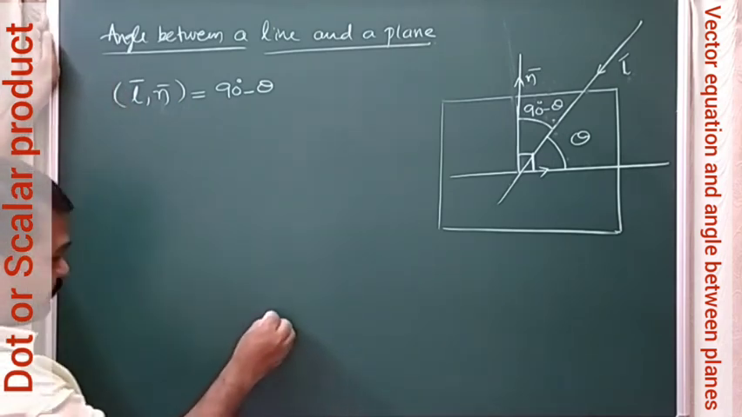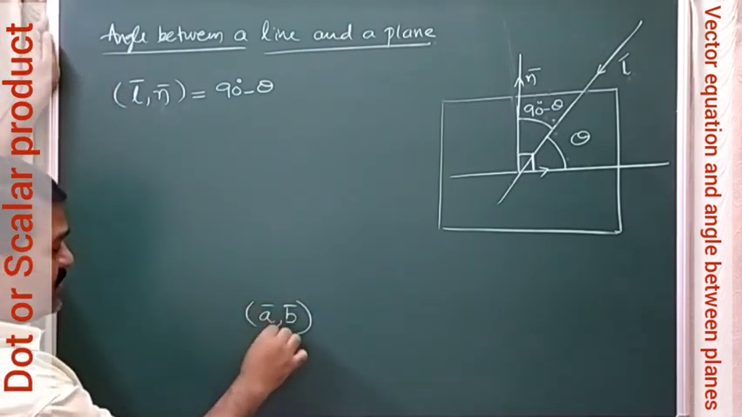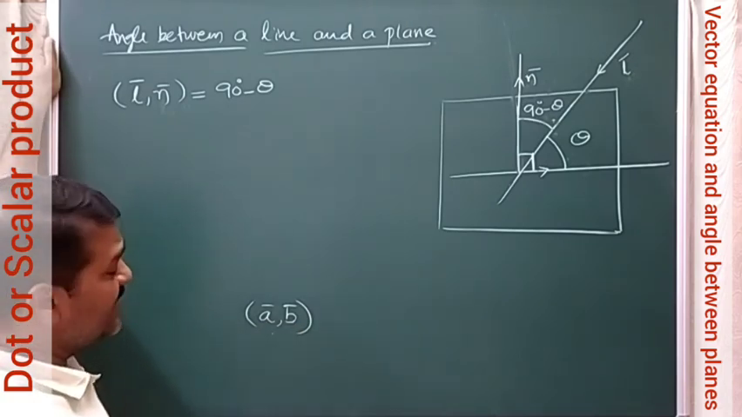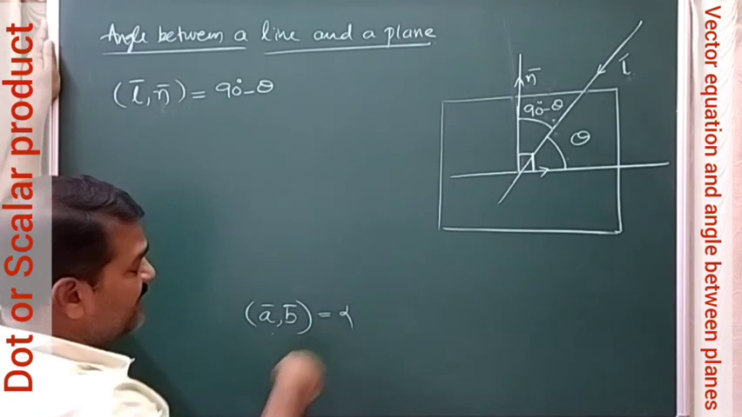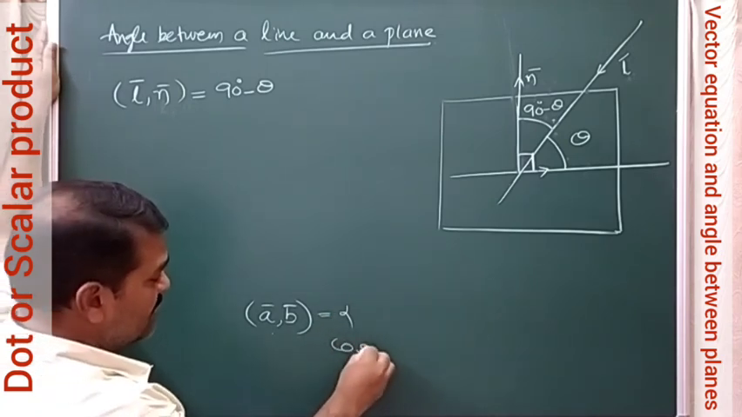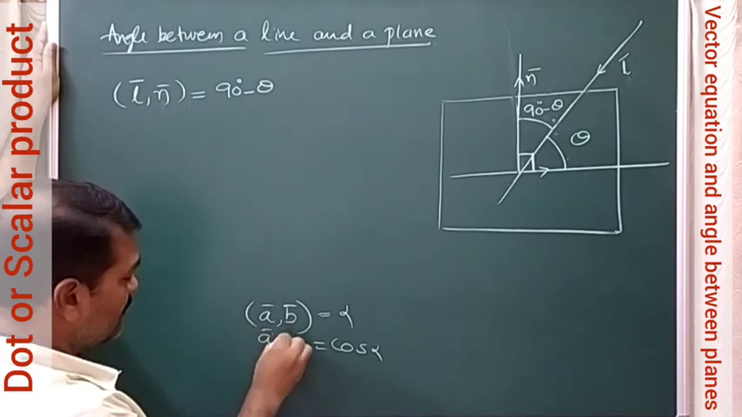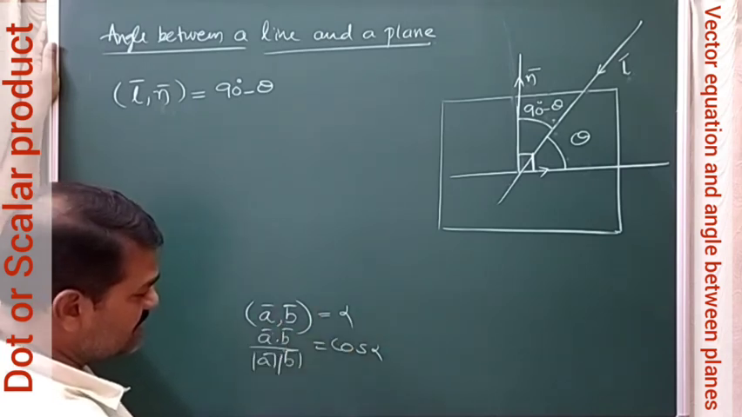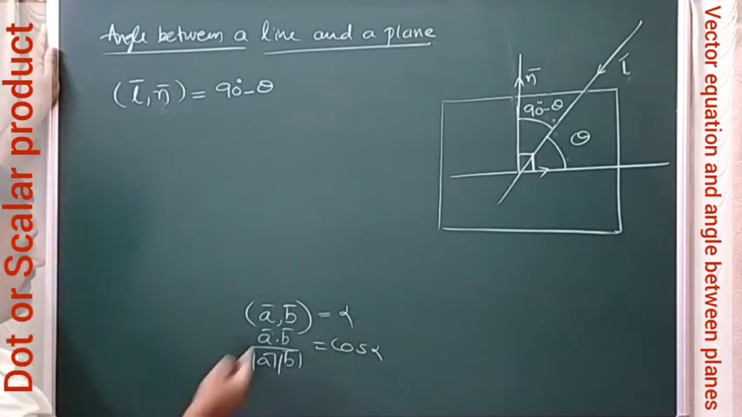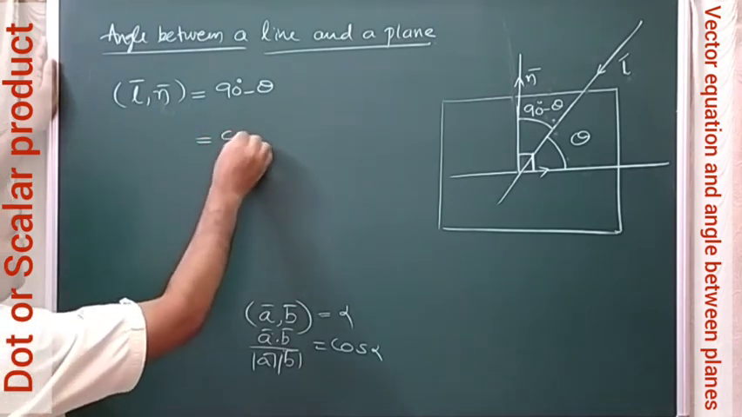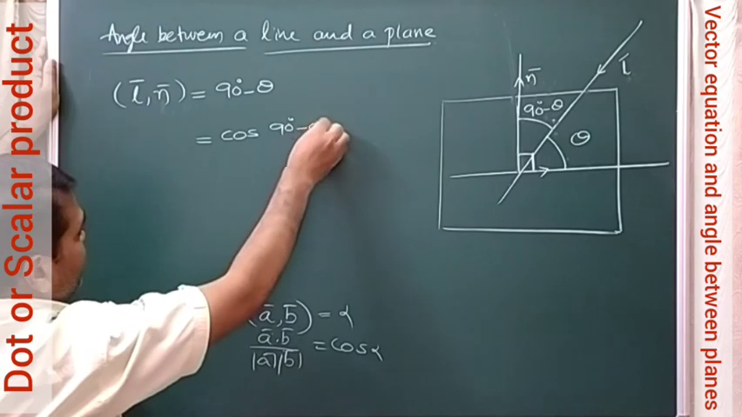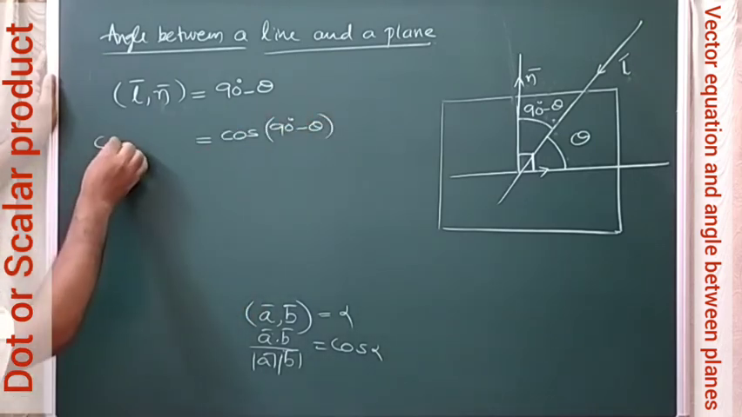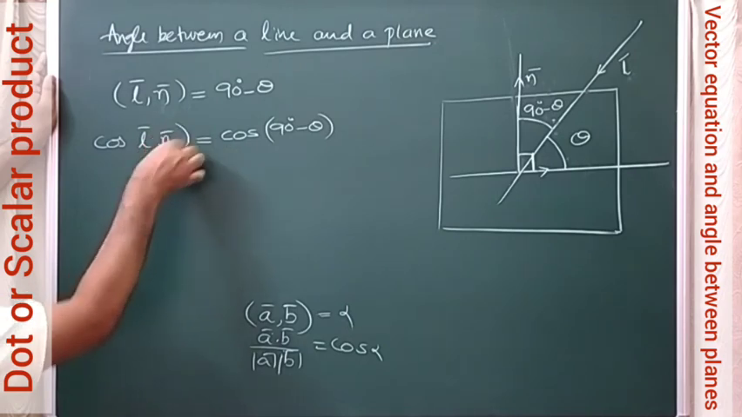Okay, so if L bar, N bar are known, so if A bar, B bar are two vectors for example, if you want the angle between these two, what you will do? Cos alpha is equal to A dot B by mod A mod B. That is, if you take cos, you will get this formula. If alpha is the angle, this is a formula. Instead of alpha, you have 90 minus theta here. So therefore, I can write like this. Cos of 90 minus theta is equal to, just apply cos on both sides. Take cos on both sides.